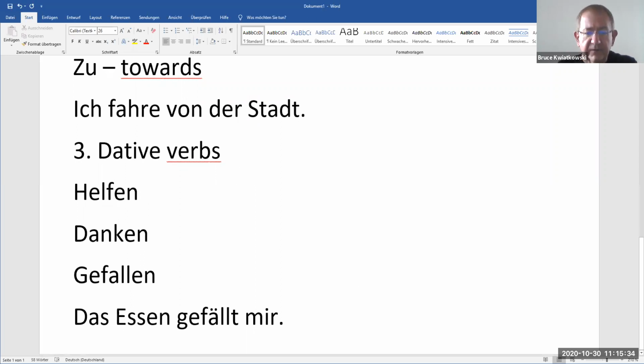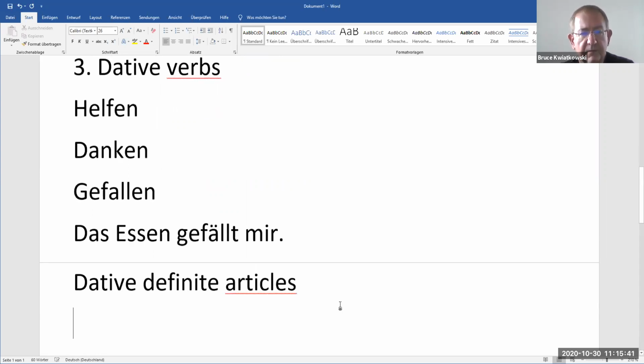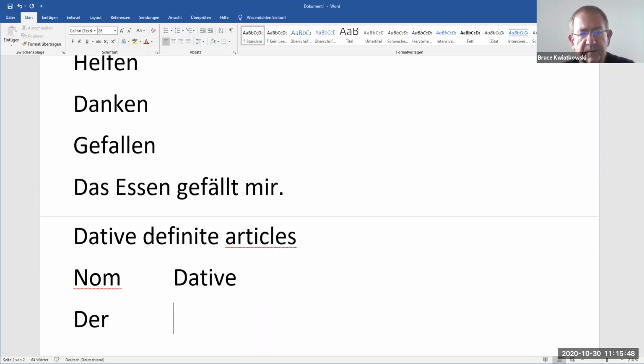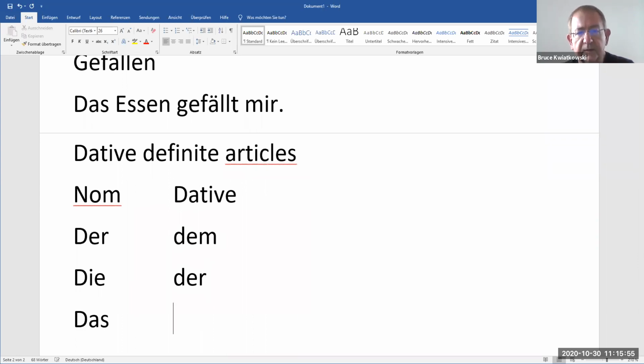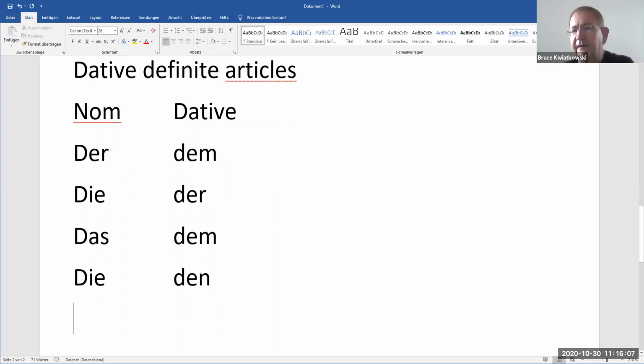Let's look at the dative definite articles. Okay? For the nominative, and we'll put the dative here. The nominative der, but the dative dem. Die becomes der, das becomes dem, same as der. And then the plural becomes den. Okay? So dem, der, dem, den.